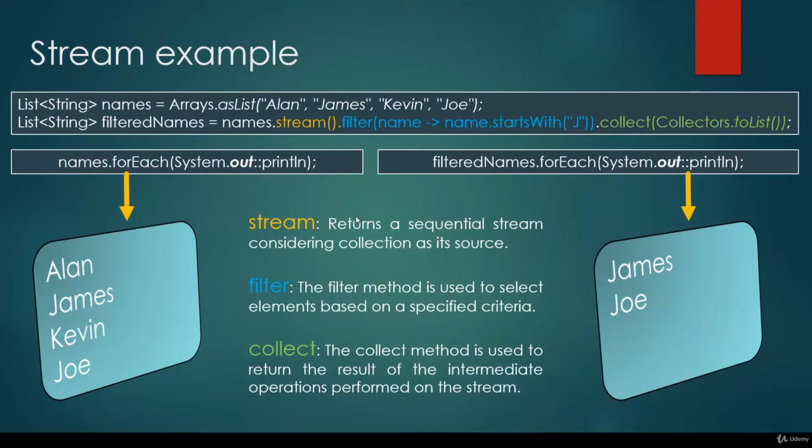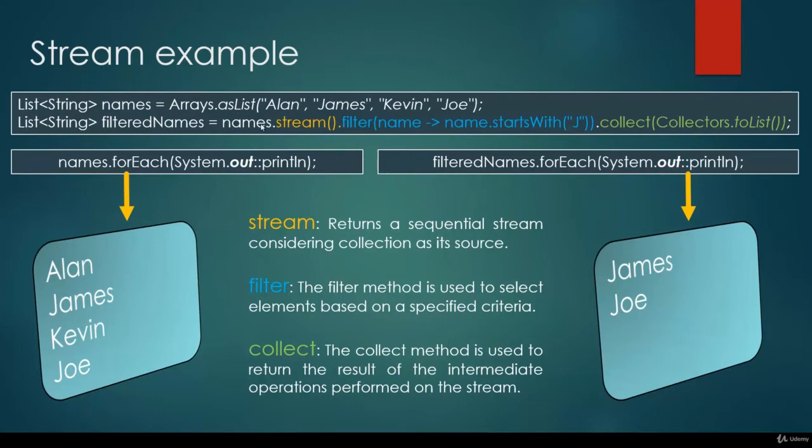So the stream is going to return a sequential stream considering the collection as its source. The filter is going to be used to select elements based on a specified criteria. The collect is going to return the result of the intermediate operations performed on the stream. What is the intermediate operation? In this case, we have just a single intermediate operation as far as filtering is concerned.